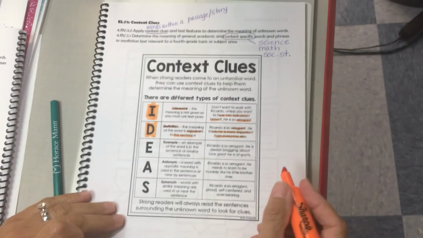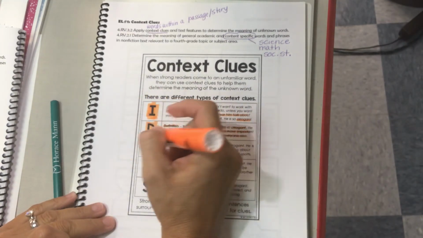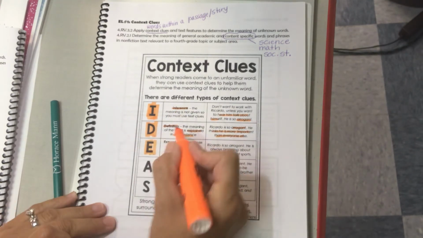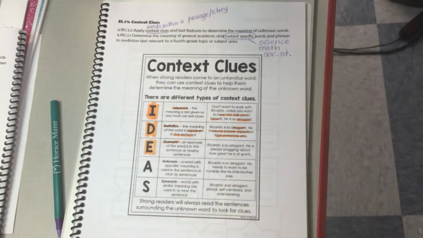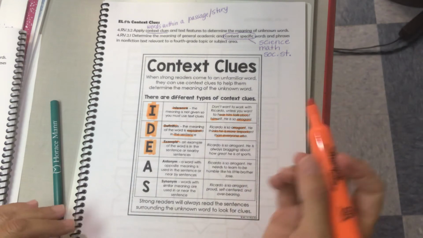Okay? An example. E in IDEAS. Looking for an example. An example of a word is in the sentence or nearby sentences. Now notice when I'm highlighting, I'm not highlighting over and over and over. What happens if I do that? Alexia? When you highlight over and over, it'll get the paper all wet and then it'll rip. It'll rip. That's right. It'll bleed through. So you only need to do it one time.